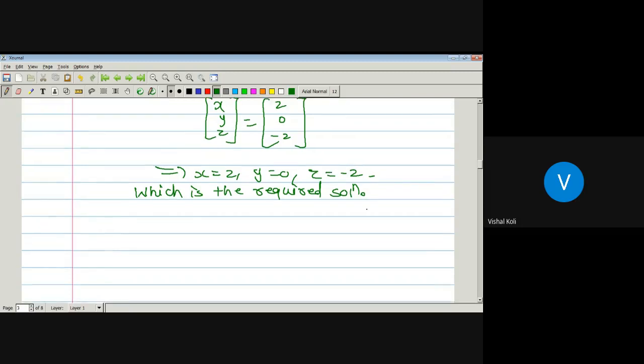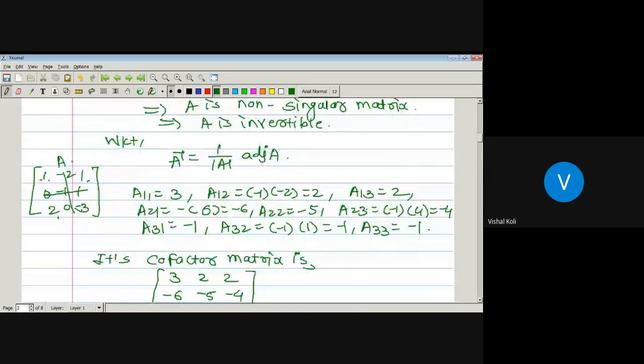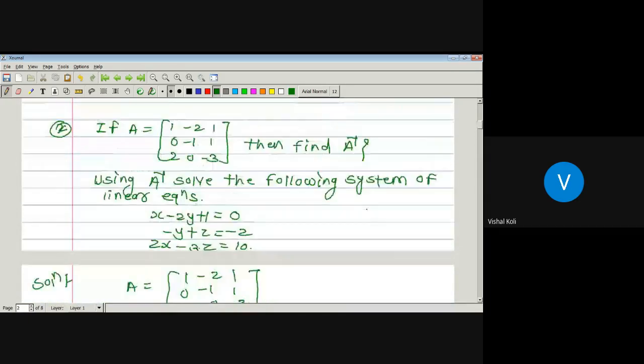to minus 2 holds our given system of linear equations or not. x is equal to 2, y equal to 0, and z is equal to minus 2. Here z is equal to minus of 2. Plus 2 minus 2 get cancelled, and which is equal to 0. This one will be true. Minus y plus z, 0 plus z, z is minus 2, and which is equal to minus 2. So this one is also true.